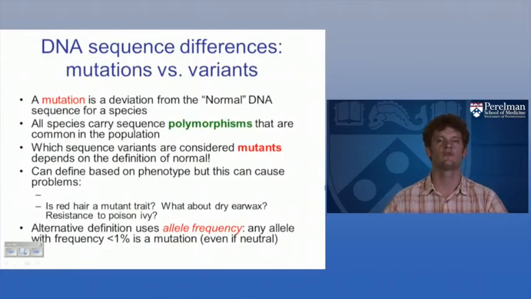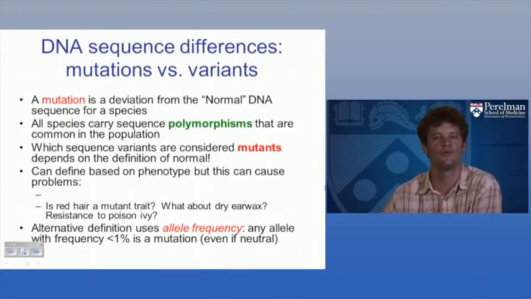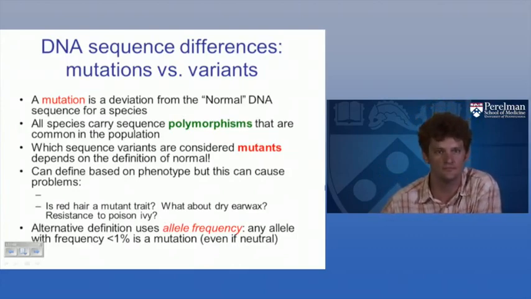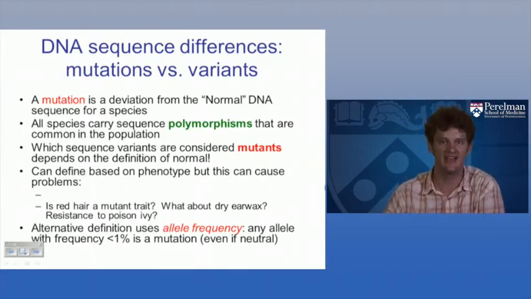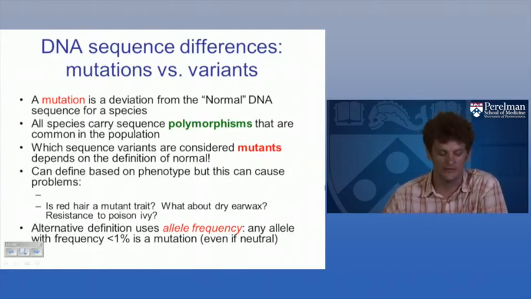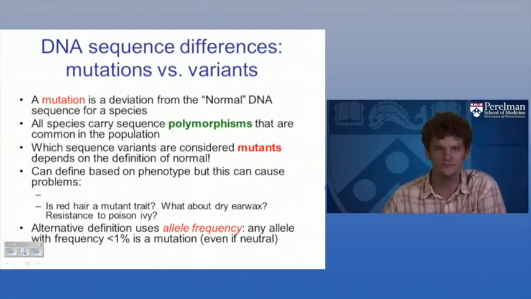Okay, so I've been trying to be careful to use the term variant as opposed to mutation. So what is the difference between a mutation and a variant or a polymorphism? The definition of a mutation is a deviation from the normal DNA sequence for a given species. But all species carry lots of sequence polymorphisms, at different frequencies in the population. They can be very common, they can be very old, they can even cause phenotypes. So what you call a mutant really depends on the definition of normal.